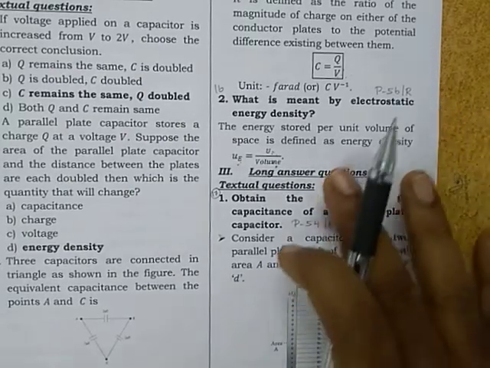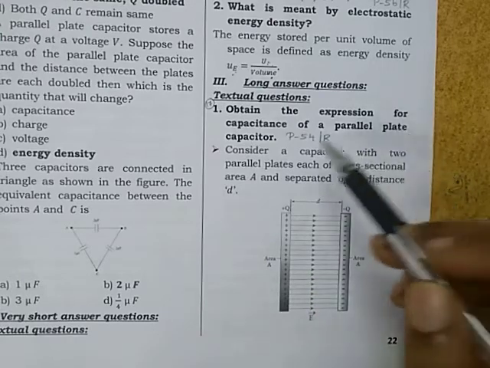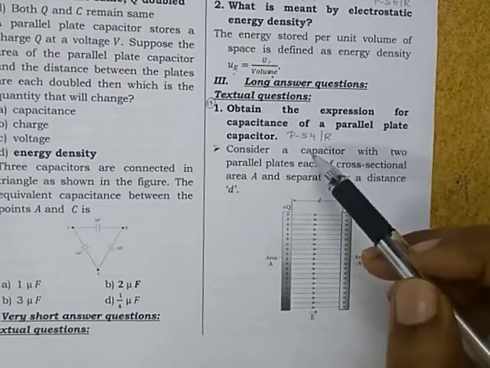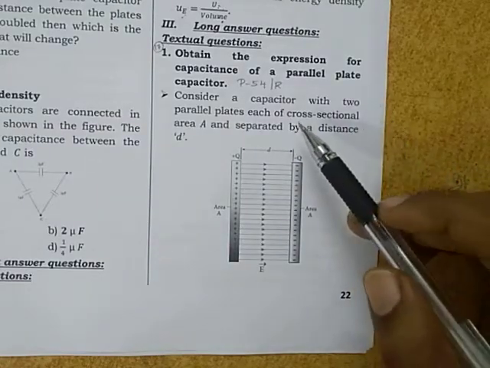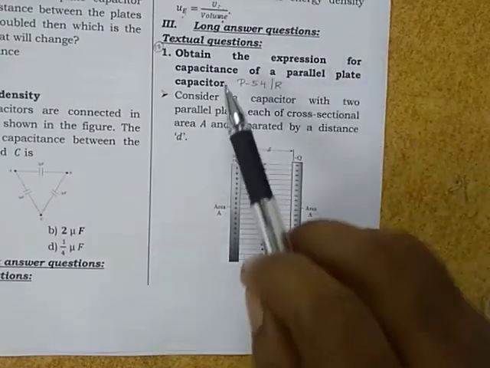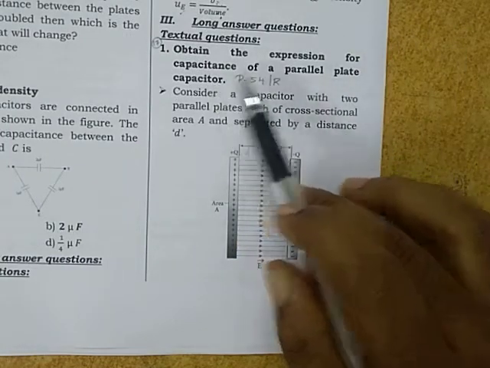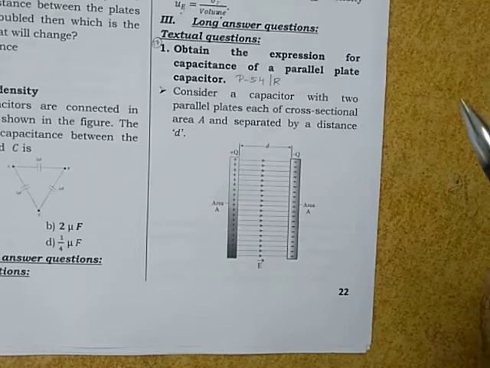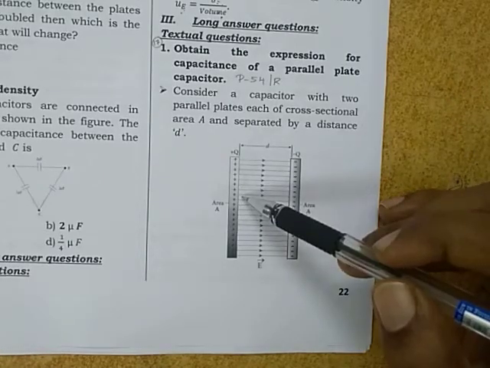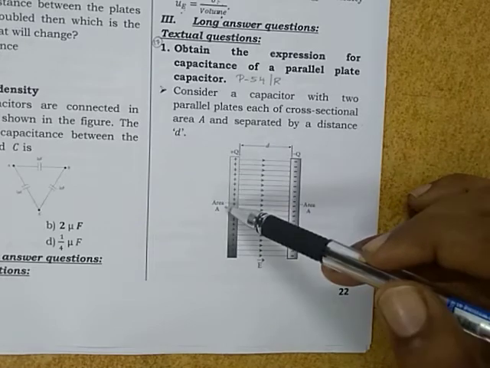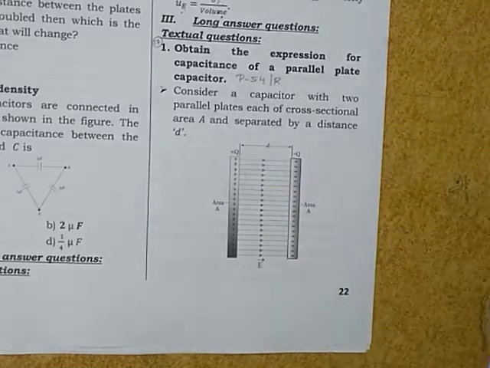Then let me move to the long answer question. Obtain the expression for capacitance of the parallel plate capacitor. Here for this question we have to calculate the capacitance of the parallel plate capacitor. We need to find the capacitance of the capacitor. For that we have to consider a parallel plate capacitor, having the cross section area A and having the charge Q.